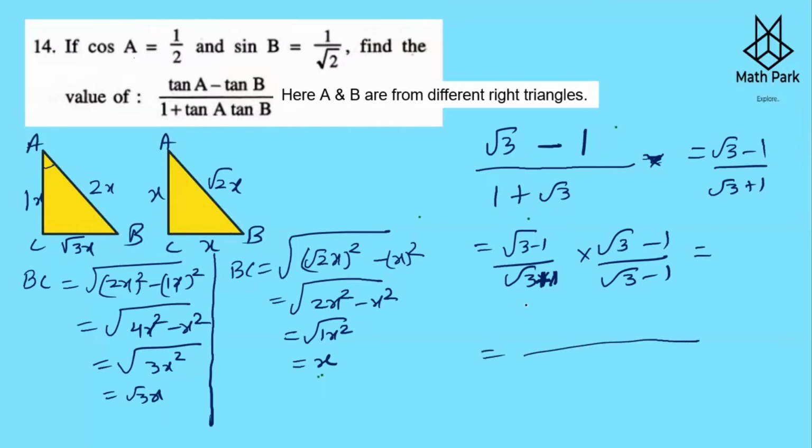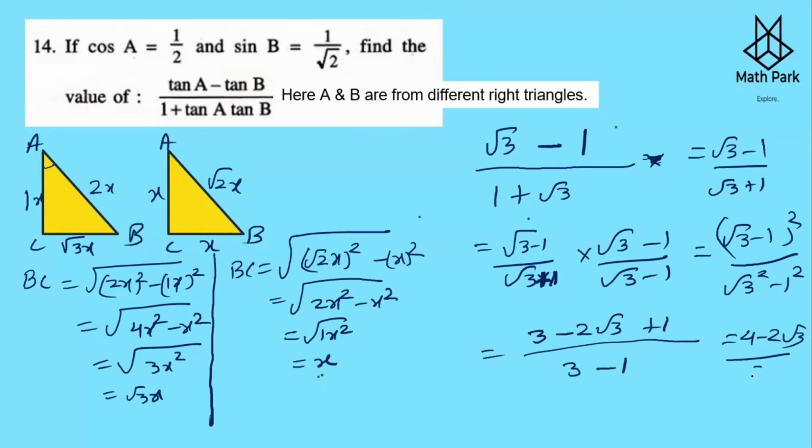The denominator is going to be a square minus b square, that is root 3 square minus 1 square, which is 3 minus 1. Here it is root 3 minus 1 the whole square upon root 3 square minus 1 square. Root 3 minus 1 the whole square is a minus b the whole square, which is root 3 square, that is 3, minus 2ab, that is minus 2 root 3, plus b square, that is plus 1. So which is 4 minus 2 root 3 upon 2. Take 2 common from the numerator. So 2 in bracket 2 minus root 3 upon 2. So 2 and 2 got cancelled. Our final answer is 2 minus root 3.